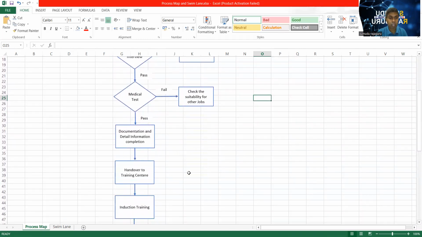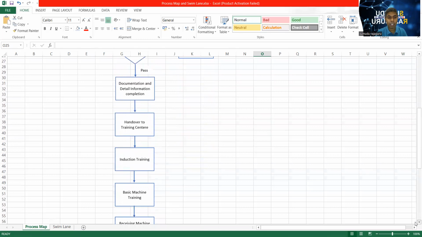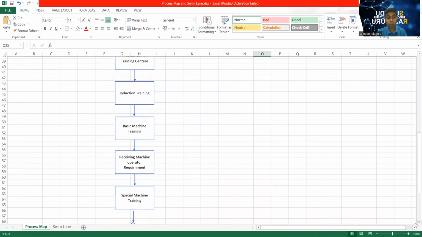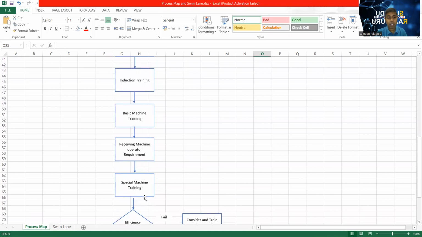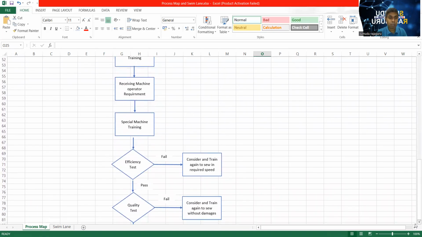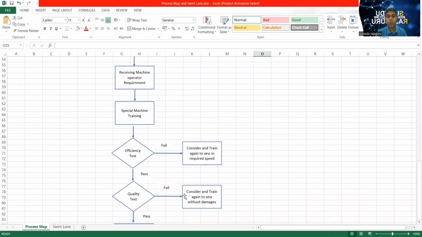What is the next process? Documentation and detailed information completion. Then hand over to the training center. Okay, everything connected. You can see the flow: induction training, basic machine training. Now receiving the machine operator requirement. So based on the machine operator requirement, the training center starts the special machine training part. So after completing the special machine training part, okay, then we have to give that operator into the flow.